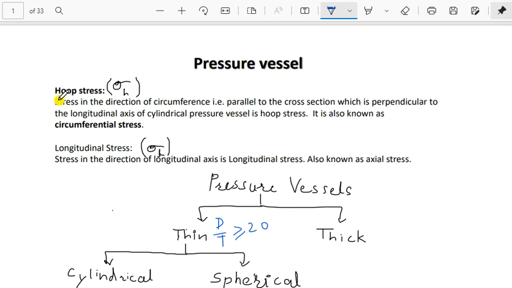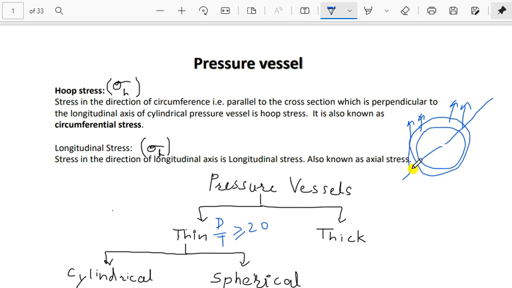Now let us define what are the hoop stresses and longitudinal stresses. Hoop stress is in the direction parallel to the cross section, which is perpendicular to the longitudinal axis of a cylindrical pressure vessel. That means if parallel to the cross section, let us say this is the cross section, and parallel to this is the longitudinal axis. Parallel to this means like this, or perpendicular to the longitudinal axis. Here you can see perpendicular to the longitudinal axis.